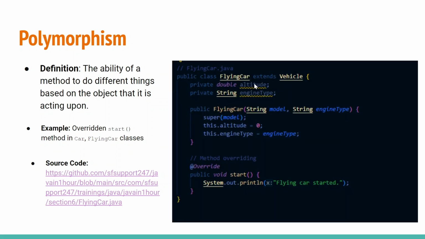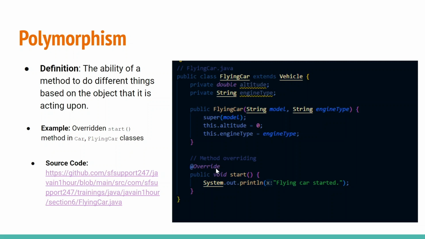Here you can see in this example we have a class called flying car. This class extends the vehicle class. So the vehicle class is the super class or the parent class, and flying car is the child class or subclass. This flying car has two attributes along with the attributes that it inherits. If you look, there is a method called start.